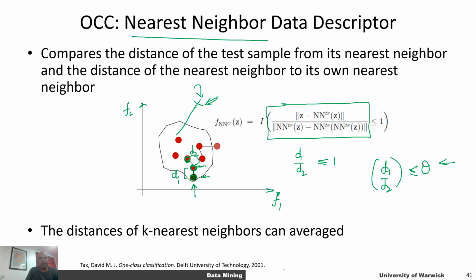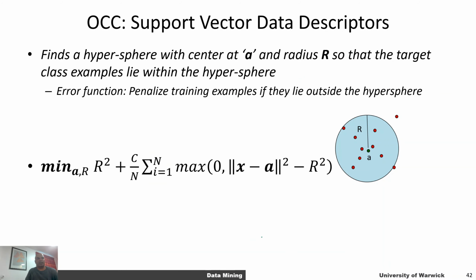If you want to read more about it, you can take a look at this excellent thesis that talks about these nearest neighbor one-class classifiers, with different types of one-class classifiers. It's pretty old, but it's still a very useful technique. You can also average the distance of k nearest neighbors, and there are different variants you can get into. There are other types of one-class classifiers available out there as well. One of them is called support vector data descriptor, and it's a very simple classifier.